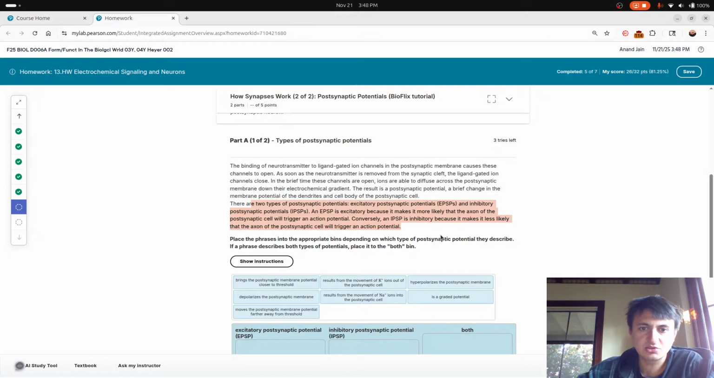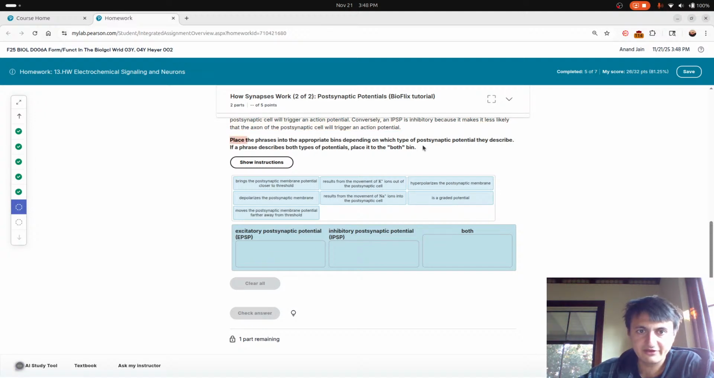An EPSP is excitatory because it makes it more likely that the axon of the postsynaptic cell will trigger an action potential. Conversely, an IPSP is inhibitory because it makes it less likely. Place the phrases into the appropriate bins depending on which type of postsynaptic potential they describe.